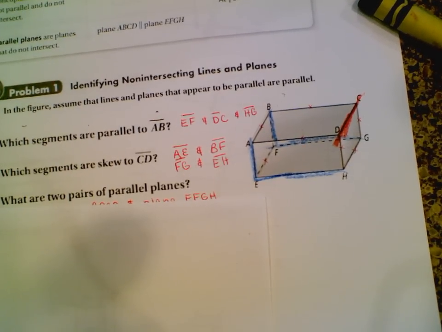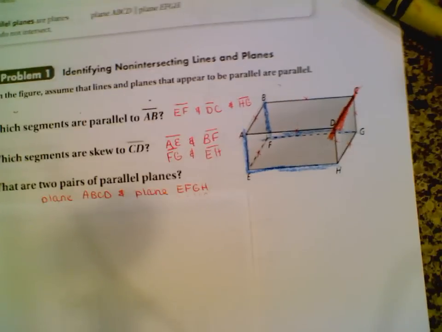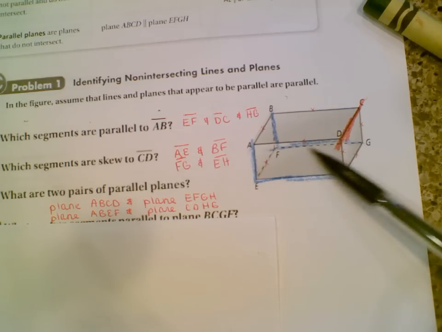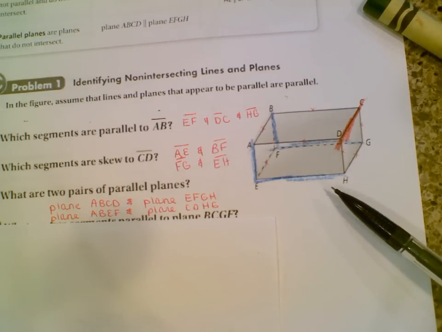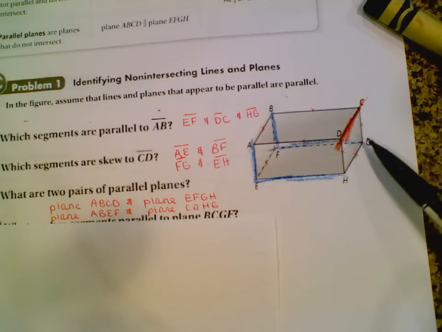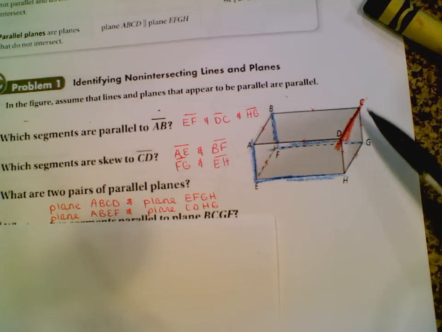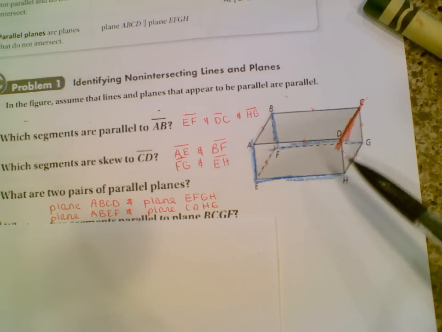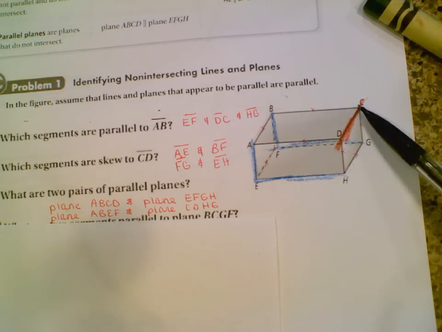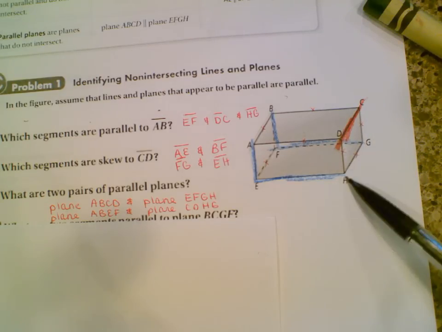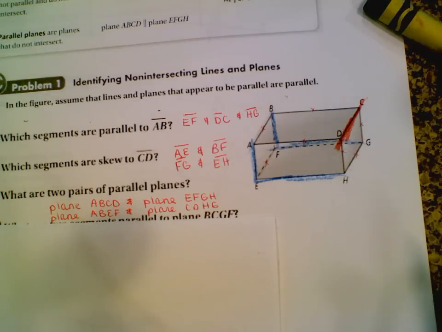Okay, and then what are two pairs of parallel planes? There are lots of combinations. I picked ABCD, the top one, and the one parallel to it would be on the bottom, EFGH. Then I also picked ABEF, the one on the left, and the one on the right would be plane CDHG. When you name these planes, make sure you go around in the same circle. If you start at C, you can go counterclockwise or clockwise, but you have to name them in that order, because that tells us what order the vertices go in.